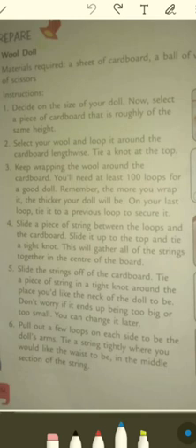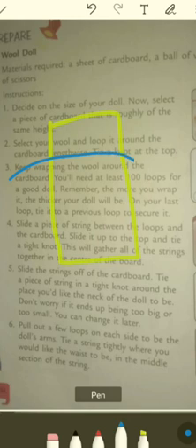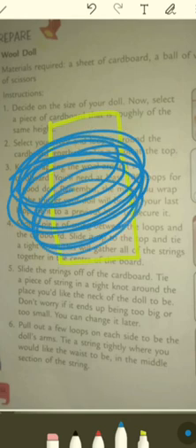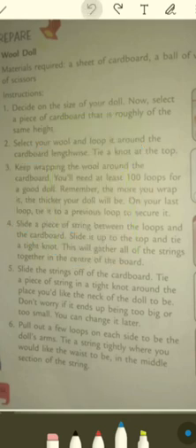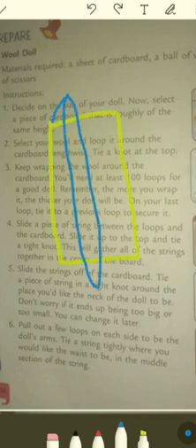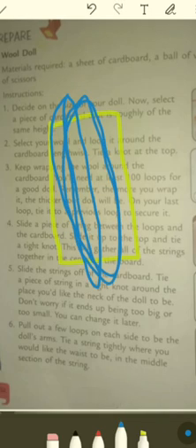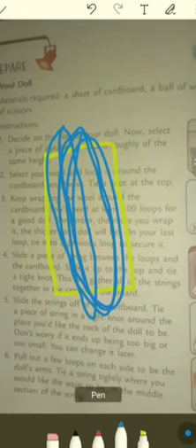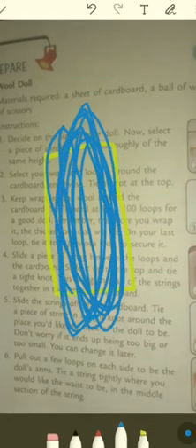Then two, select your wool and loop it around the cardboard lengthwise. So here is the cardboard and here is your wool, and you have to loop it around the cardboard lengthwise. Am I doing it right? No, I'm not. Lengthwise, if I say lengthwise, it will be like this. You have to weave it lengthwise, like this. All right.